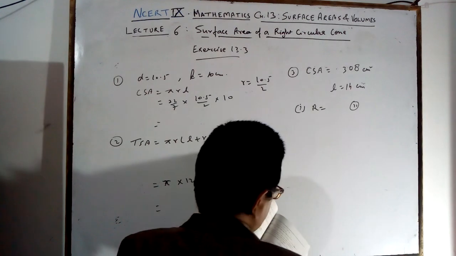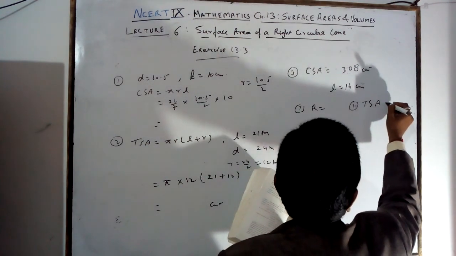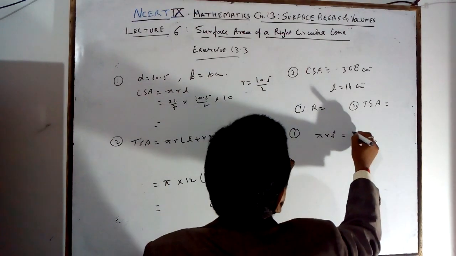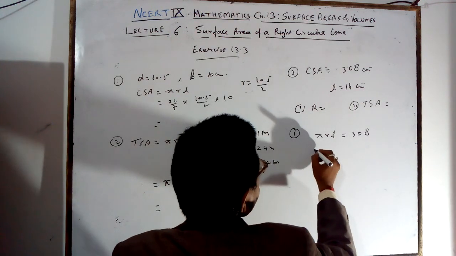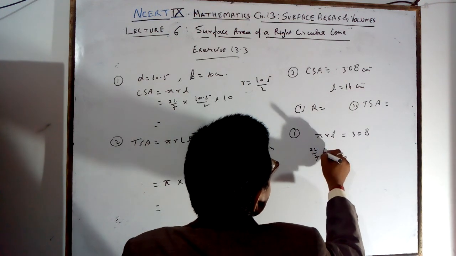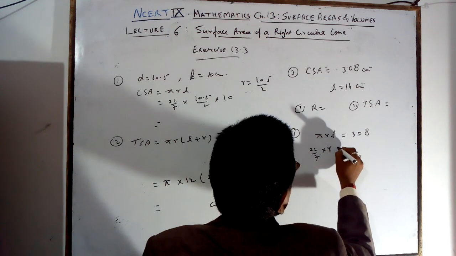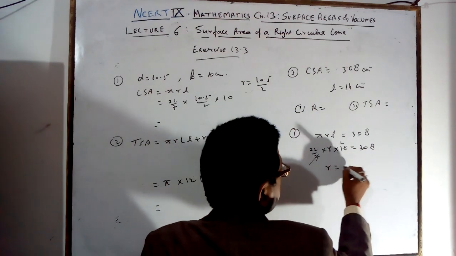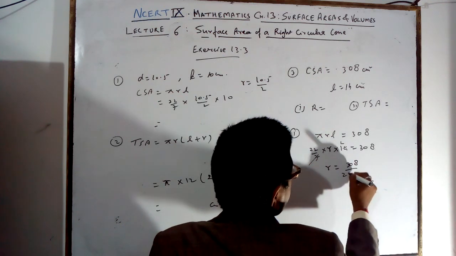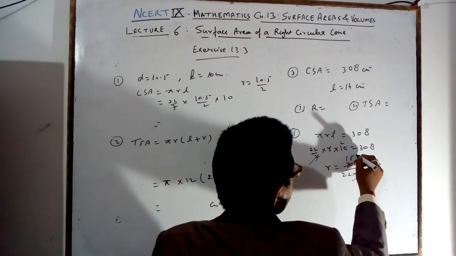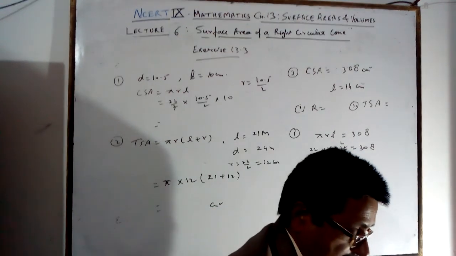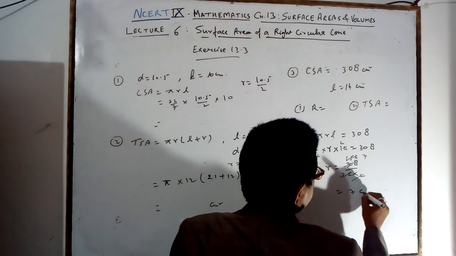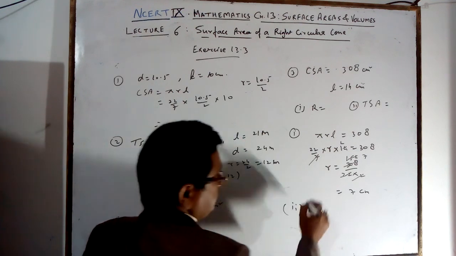Second part, you want to find the TSA. Two things. First part, pi r l is equal to 308. Pi is 22 by 7, r is not given, and l is given as 14. So r is equal to 308 by 22 into 2, and you are getting the radius as 7 centimeter.